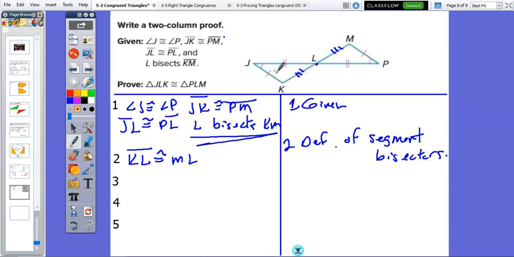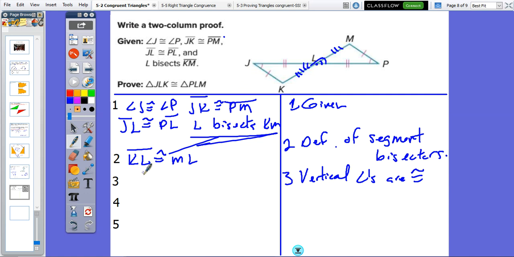Now we need the angles. We got the three sides to three sides, and we got one angle to angle. We need the other two. K will be congruent to M, but we have to prove that a different way. So let's start with L. These two angles across from each other are congruent. Why, y'all? Yeah, they're vertical angles. They're true because vertical angles are congruent. But we can't say angle L is congruent to angle L.